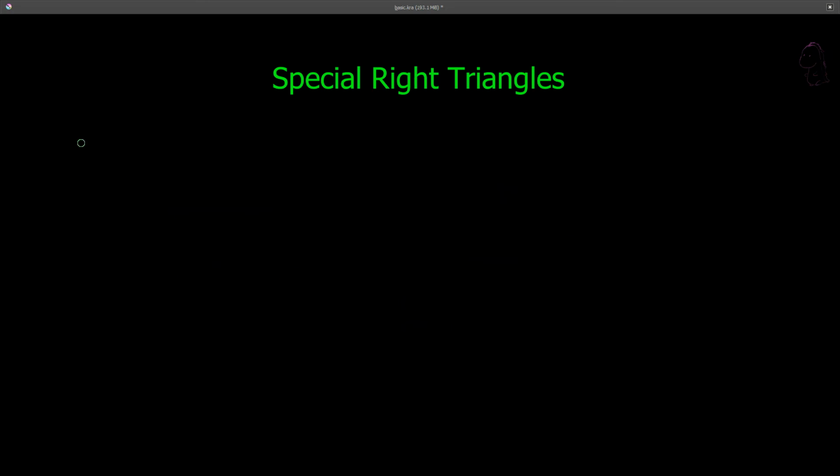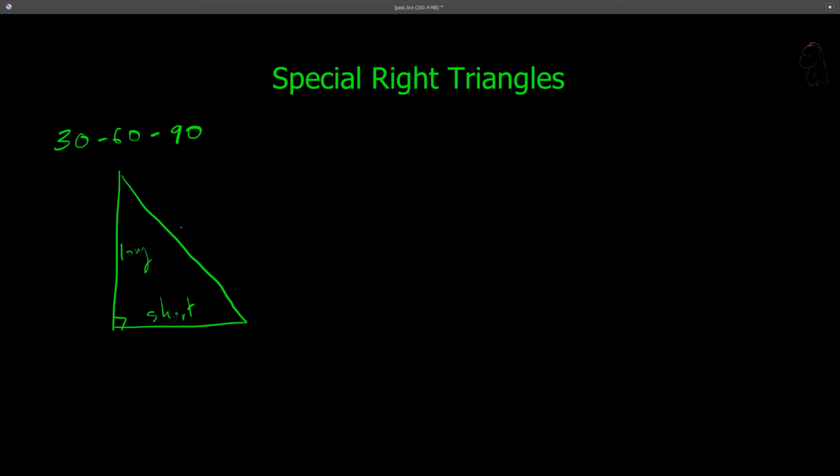Okay, let's go on to the other type of special right triangle. It's going to be the 30, 60, 90 right triangle. So it looks like this. In this triangle, the sides are not congruent. One is going to be short, one is going to be long, and the hypotenuse is over here.